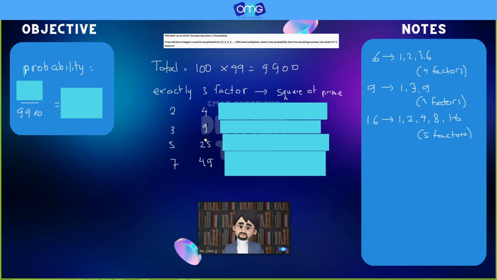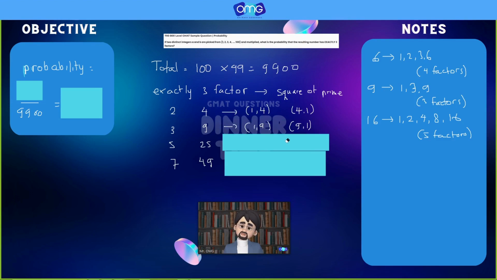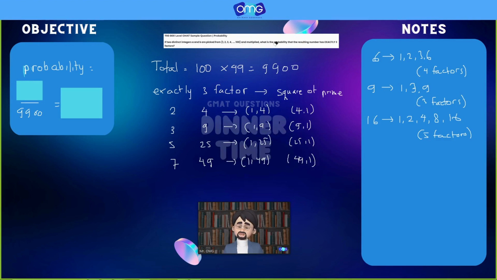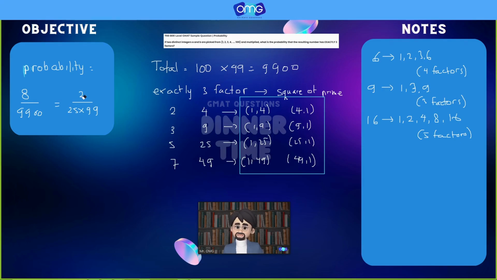And to get 4, the only way is from 1 and 4, and 4 and 1. To get 9, it's only 1 and 9, and 9 and 1, and so on. Basically, there's only 8 choices when we get 3 factors. So 8 over 9,900, and this is the answer.